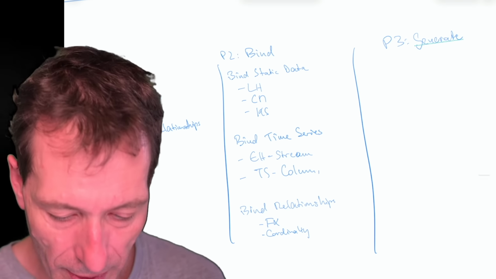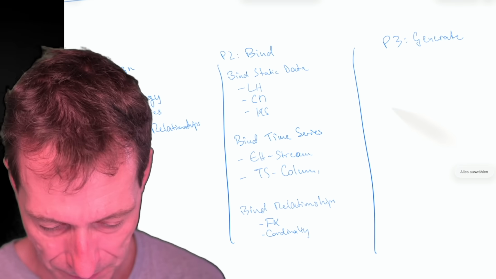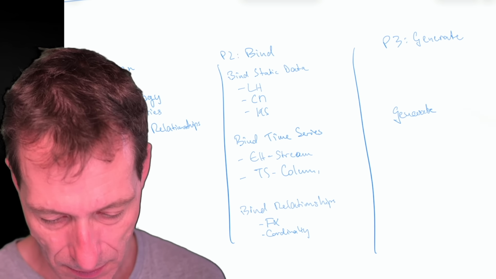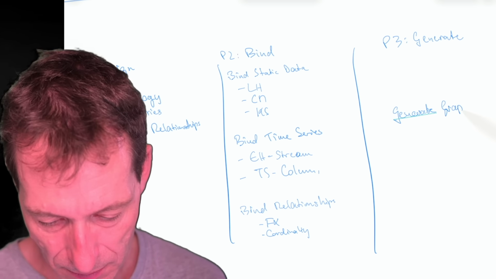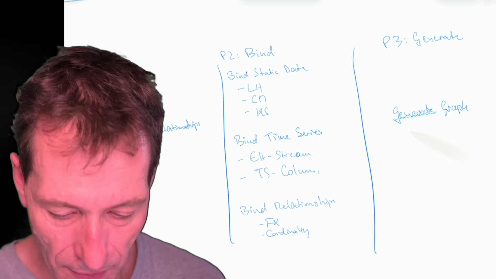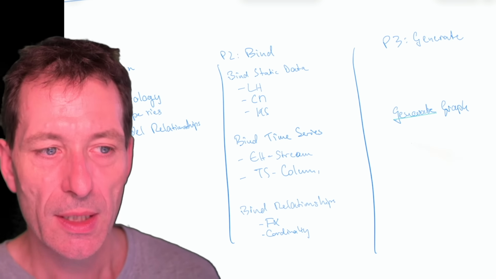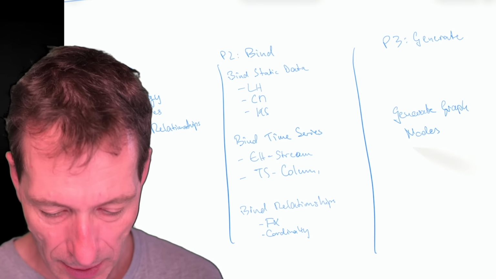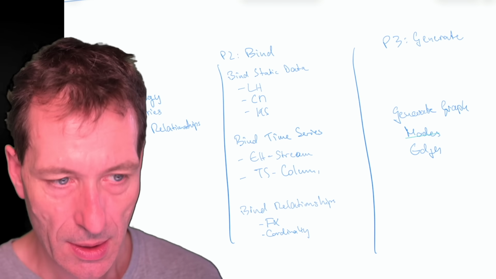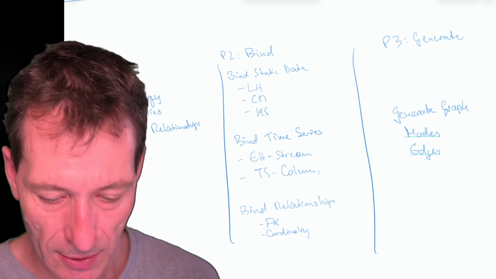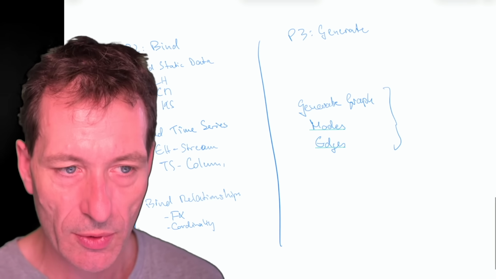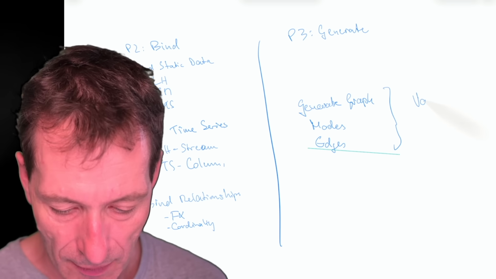Now you create your graph. Generate your graph, process your bindings, create your nodes, create your edges, attach metadata, all that stuff. And once you have created your graph, you need to validate that.